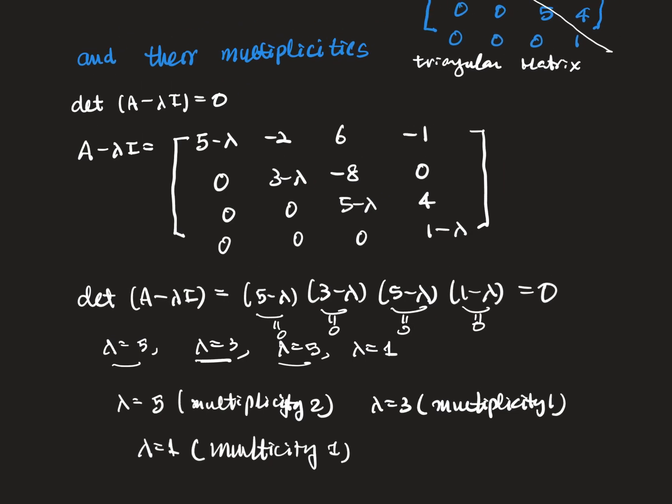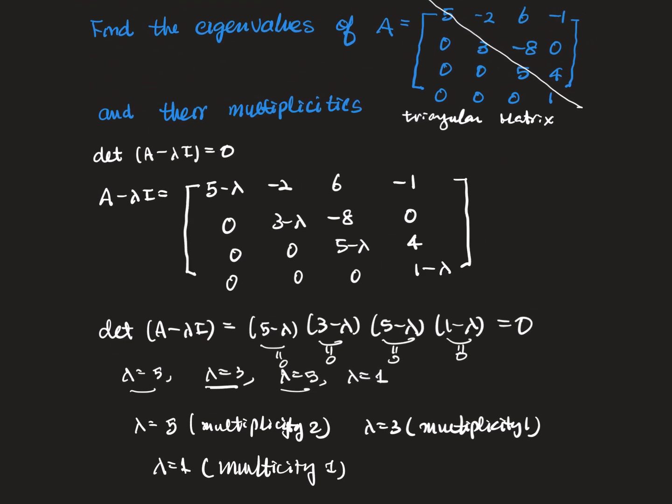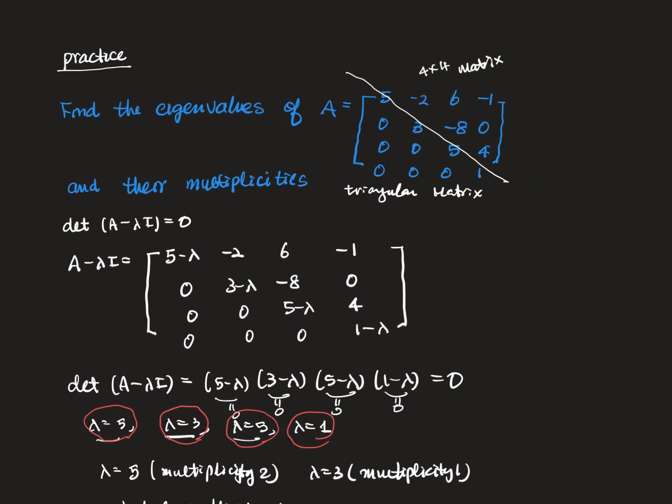Another thing you might notice, guys, is that the eigenvalues are right there: 5, 3, 5, 1. So go back to matrix A. Here are the diagonal entries: 5, 3, 5, 1. So when you have a triangular matrix, the entries on the diagonal are exactly the same as the eigenvalues.